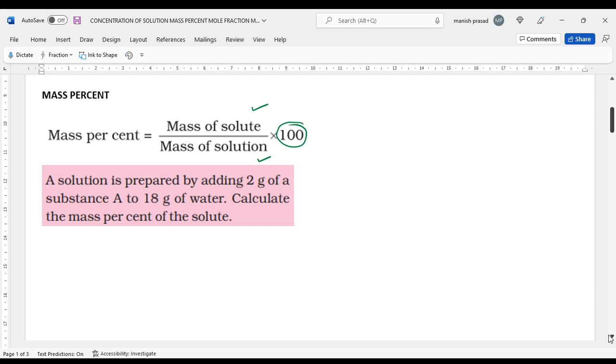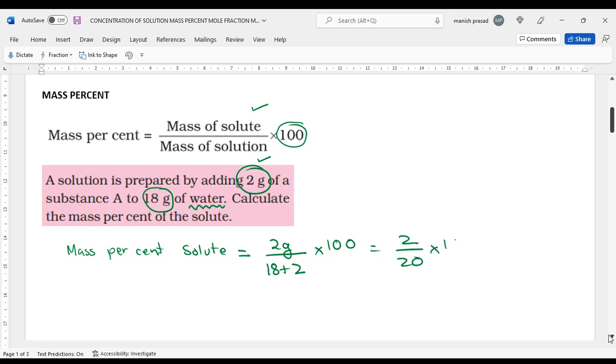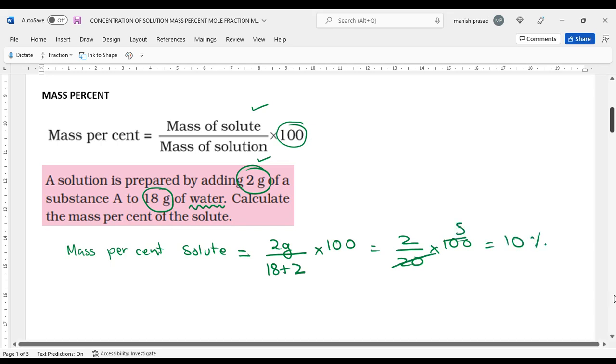Let's do a numerical, only then we come to know if we have understood the topic or not. We have to find the mass percent of the solute. Let's see how much solute is present in the question. 2 grams. How much of the solution is present? 18 grams? No. 18 grams is just the solvent. It is 18 plus 2 into 100. So 2 divided by 20 into 100. 2 fives are 10, so 10% is the concentration in terms of mass percent.